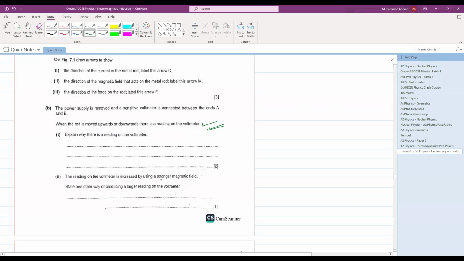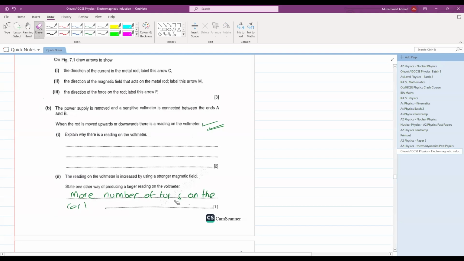The reading on the voltmeter is increased by using a stronger magnetic field. Okay, state one way of producing a larger reading on the voltmeter. Use more number of turns on the coil. Use more number of turns on the coil. Simple. Let's further move ahead.